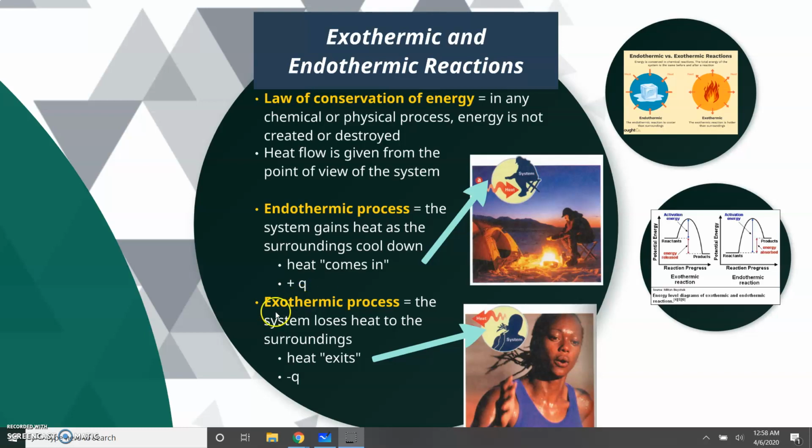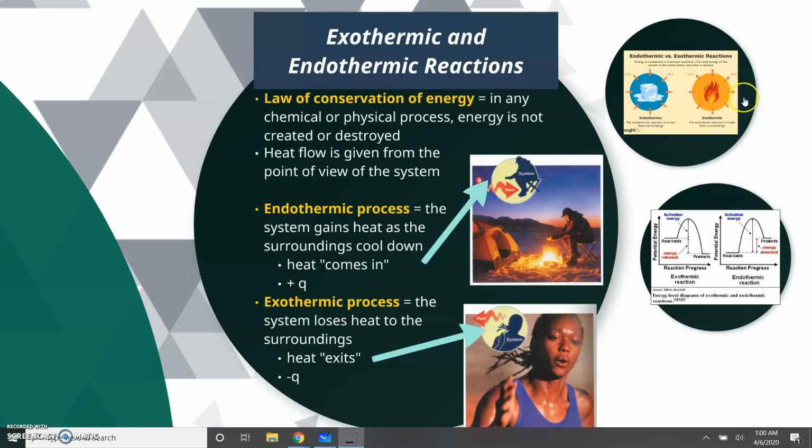The opposite of endothermic is an exothermic process. This sounds like heat exits. So in an exothermic process, heat exits the system. The system loses heat to the surroundings. In this example, we have our runner, our system, that is losing heat through the evaporation of sweat. Because the system is losing heat, when we do our calculations, we have a negative q. We have a negative heat value.